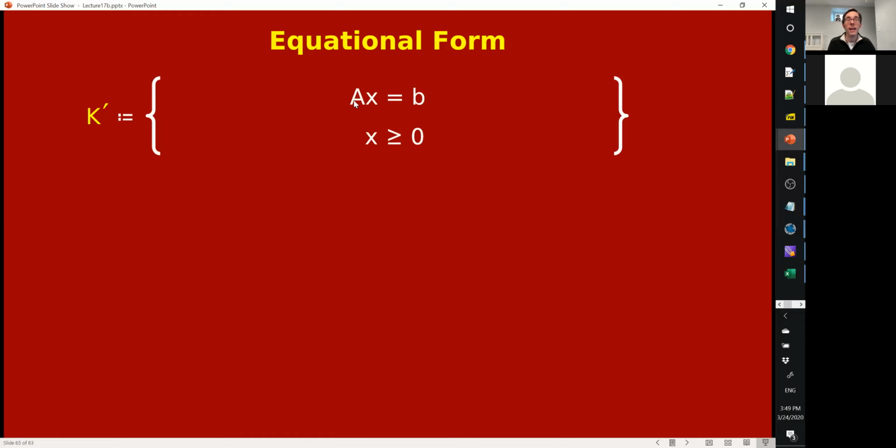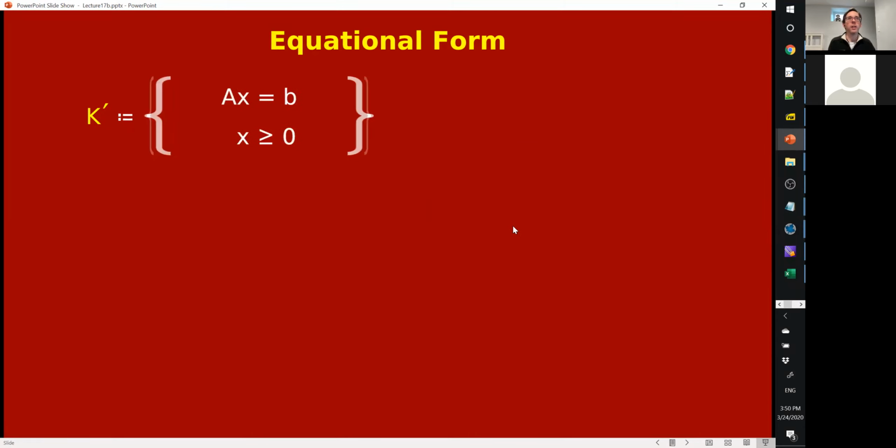A is a matrix here, so it looks like Ax equals b. That's your bunch of equations. And x greater than or equal to 0. This is a shorthand for the coordinate-wise statement that each of the components of x, x1 through xn, is greater than or equal to 0. We're going to continue to call the number of variables n and the number of constraints m, even though it actually changes a little bit when you go from standard form to equational form. Okay, so let me simplify this a bit more.